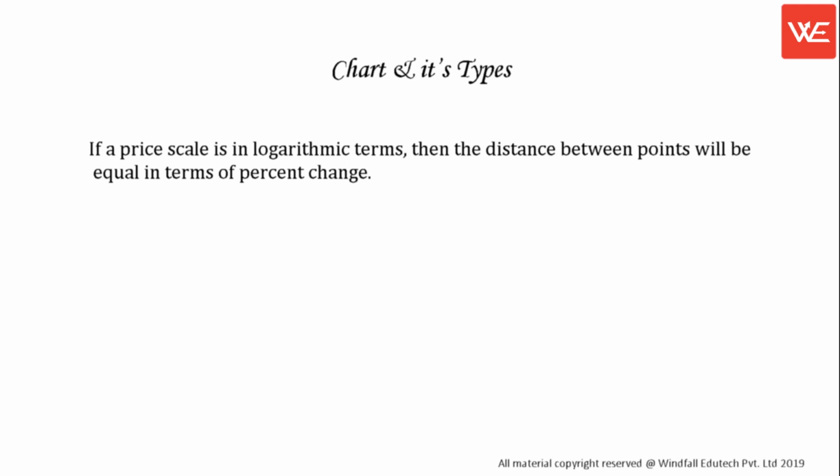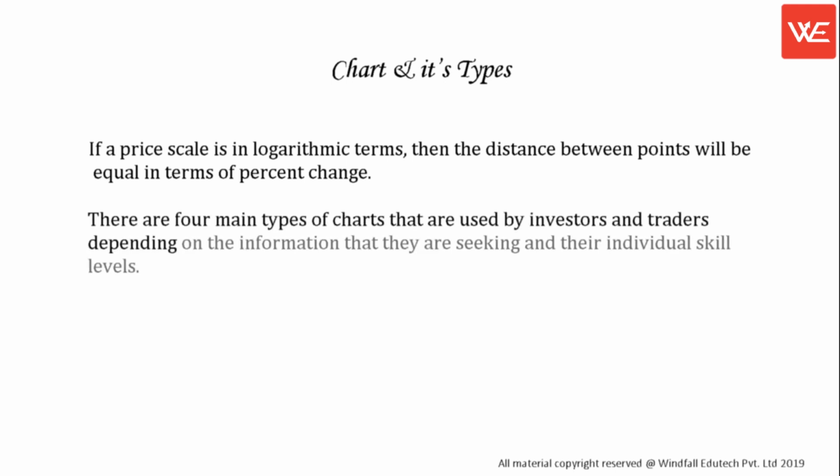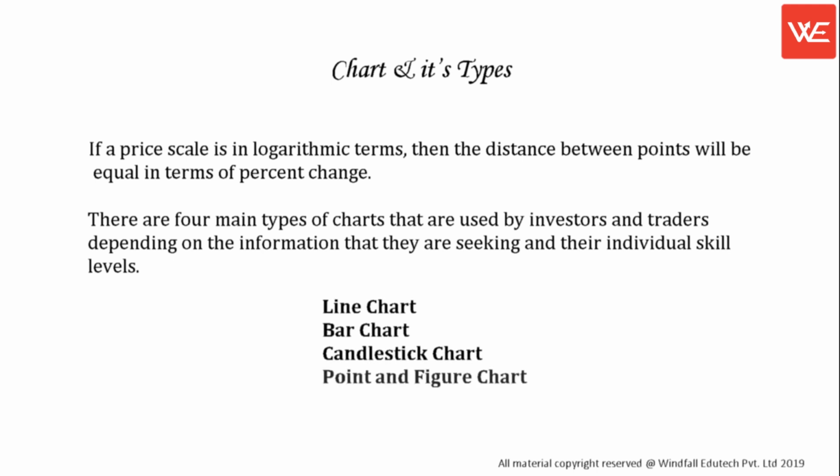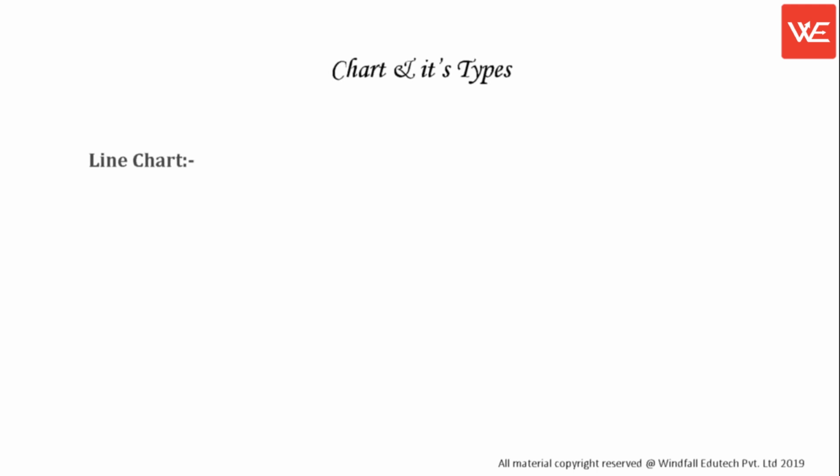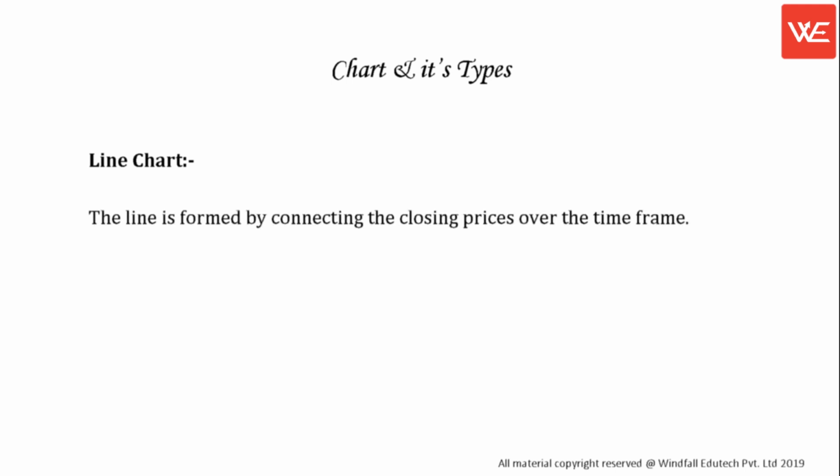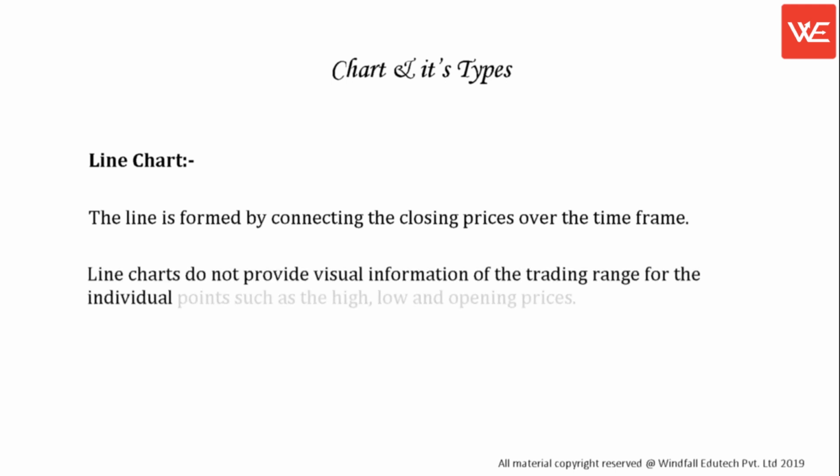There are four main types of charts that are used by investors and traders depending on the information that they are seeking and their individual skill levels. Line chart, bar chart, candlestick chart, point and figure chart. Line chart. The line is formed by connecting the closing prices over the time frame. Line charts do not provide visual information of the trading range for the individual points such as the high, low and opening prices.